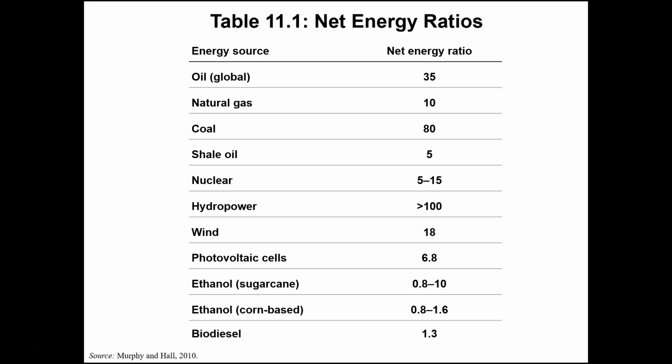And so this table here shows the net energy ratio. Net energy ratio being how much energy do we get out of this source divided by how much energy did it take us to get that energy out, right? So you can see those ratios here, and you can see that the ratio is certainly highest for coal, and then is much lower for other sources.